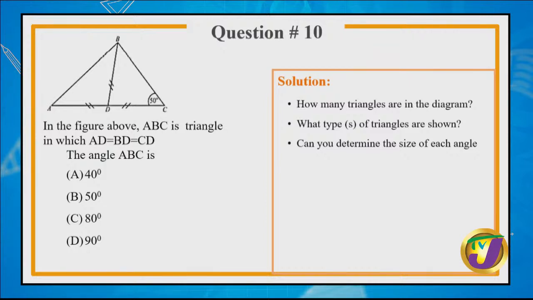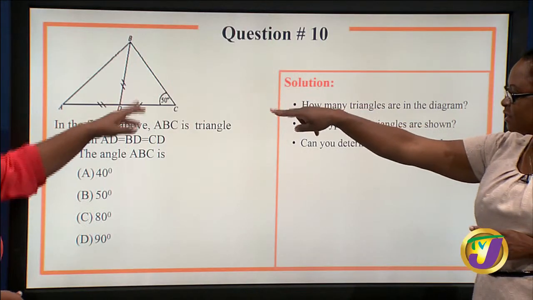There are three triangles in the diagram. One here, and the entire diagram. What type of triangles are shown? I am seeing the two inside triangles. The two inside triangles are right angle triangles.